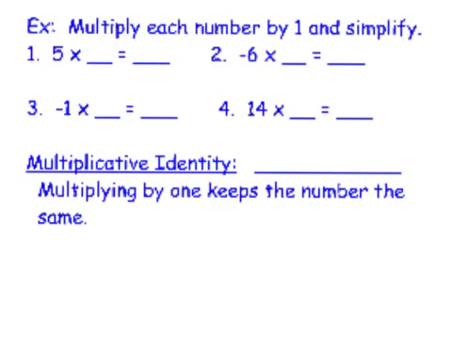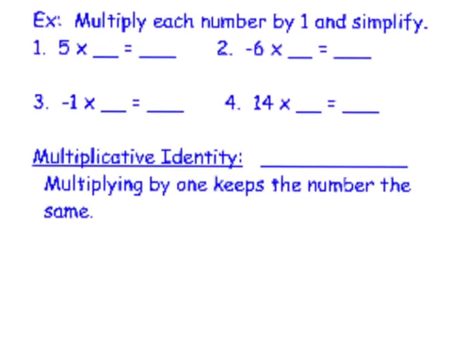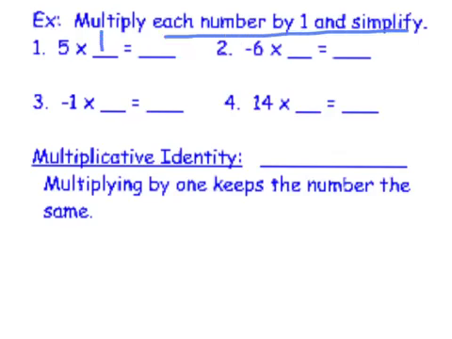Okay, this one says multiply each number by 1 and simplify. 5 times 1, guess what? That's 5. Negative 6 times 1, guess what? Negative 6. Negative 1 times 1, guess what? Negative 1. 14 times 1, guess what? 14. That was pretty simple.